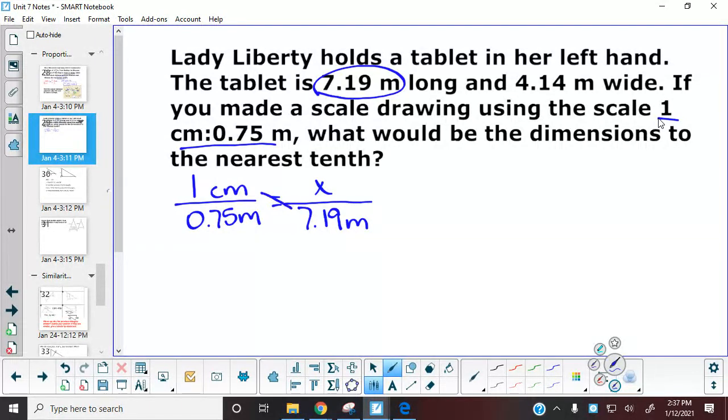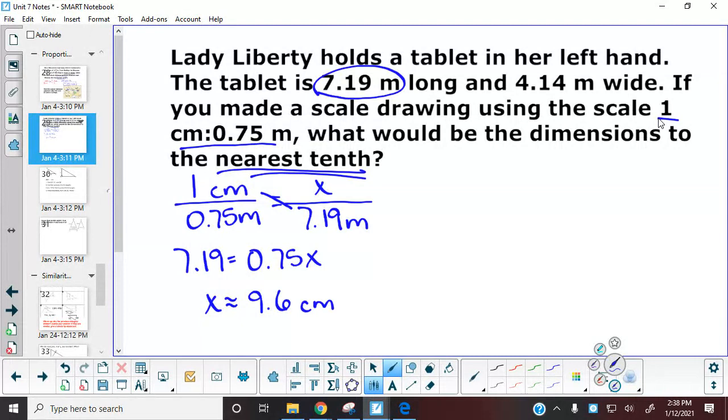So what we would do now is go ahead and cross multiply. So 7.19 equals 0.75x. And so then to solve, we would go ahead and do 7.19 divided by 0.75, which gets us a value of, and notice it does say to the nearest tenth, approximately 9.6. And again, your unit, since we're talking about the scale model, is going to be the centimeters. All right, so take a minute on this video and go ahead and figure out what would the width be?